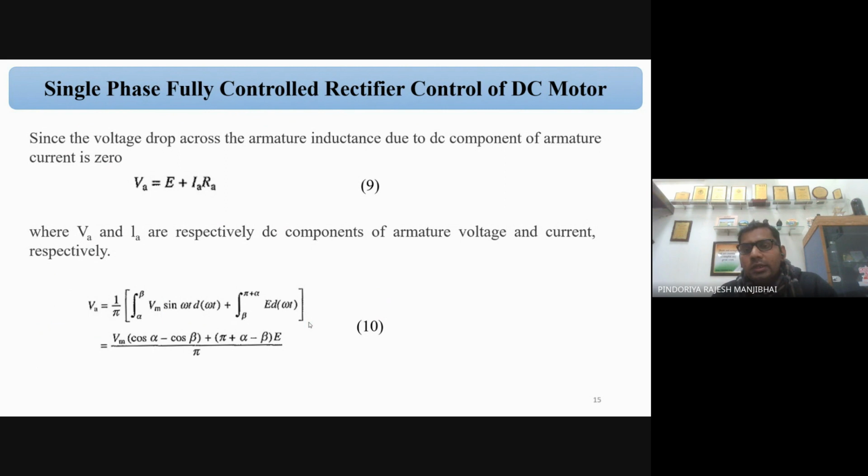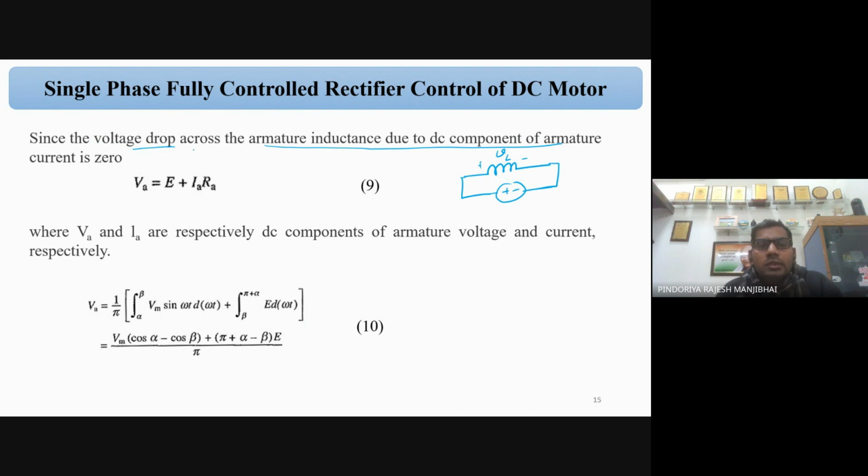We have to consider the integration limits, that is the turn-on time period and turn-off time period. Since the voltage drop across the armature inductance due to the DC component, we can say we have this inductor, and we have a DC supply. So here is the armature drop, VL.